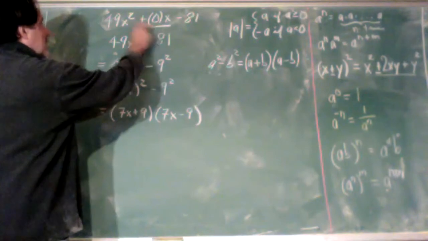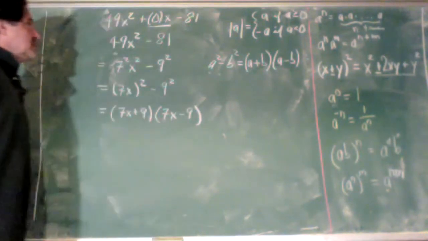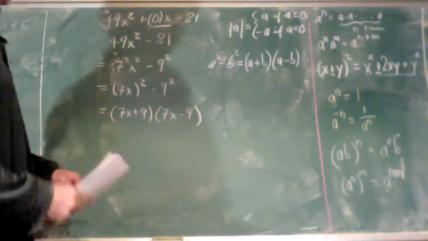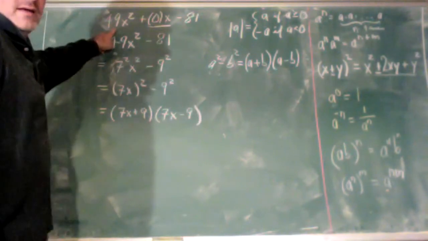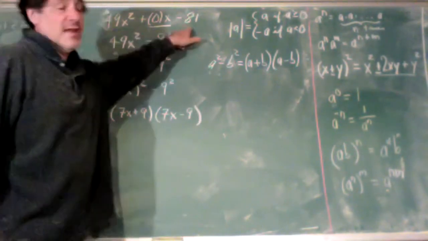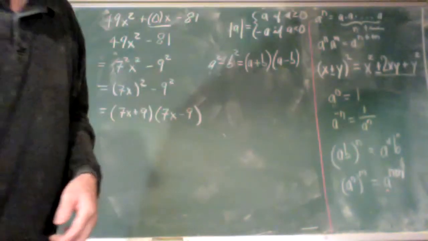Thinking of that as b, here's your AC. 49 times 81, go for it and try to figure out a factorization. But you'd better recognize that 49 is 7 squared and 81 is 9 squared, or you're going to be doing a lot of factor pair checks.